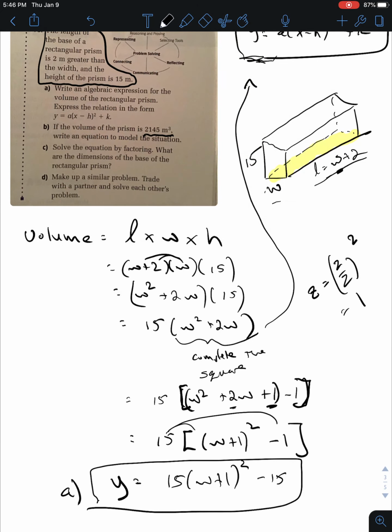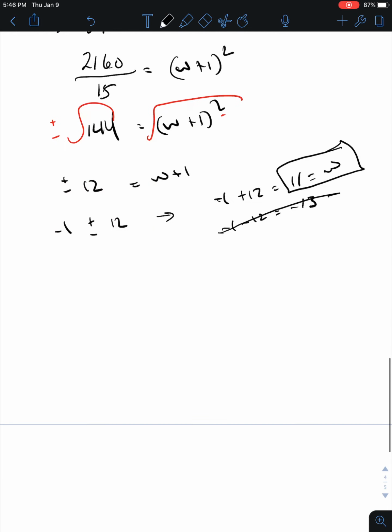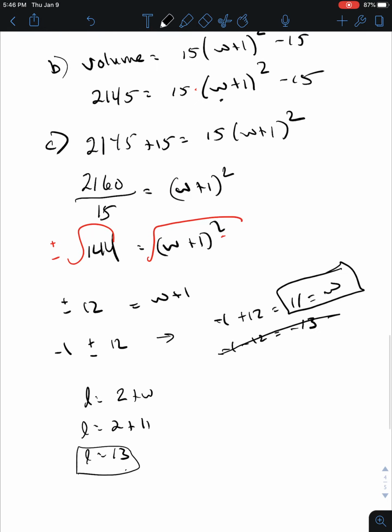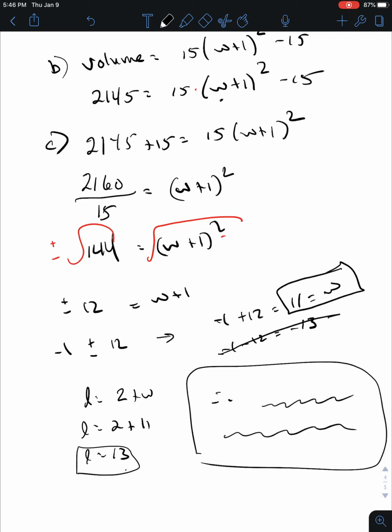Now that I know W, I can solve for L. So L is going to be equal to 2 plus W. So there's just 3 dimensions now. The height is 15, the length is 13, and the width is 11. Does that make sense? So wait, height is 15. Length is width plus 2, because the width is 11.